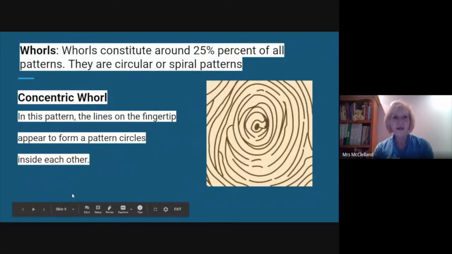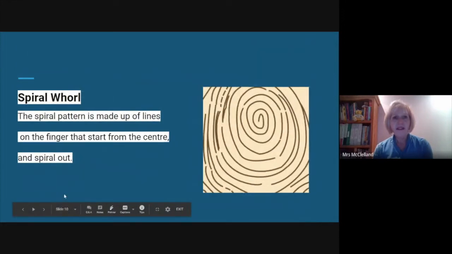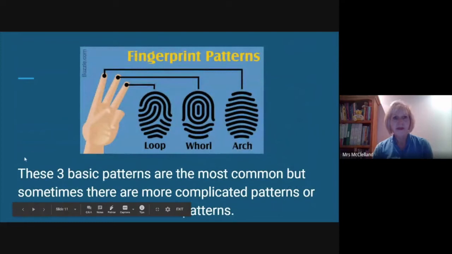Then we've got whorls. These form about 25% of all patterns. That's a quarter. And they're circular or spiral patterns. The one that's shown here is a concentric whorl, which shows circles one inside the other. And then we have a spiral whorl where you can see it's as if the line starts in the center of the fingerprint and then spirals outwards. So that's our three basic types: loops, whorls, or arches.